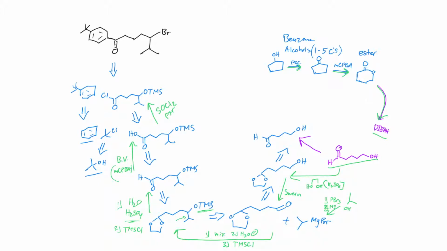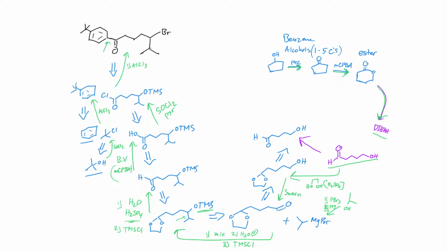And let's see, so I need to make my benzene ring now. The tertiary butyl alcohol can make tertiary butyl chloride via SOCl2, turning the OH into the chlorine. I can mix these together in the presence of aluminum trichloride, and I get T-butyl benzene. And then I can mix these two together in the presence of aluminum trichloride, and I get my para-substituted ring.